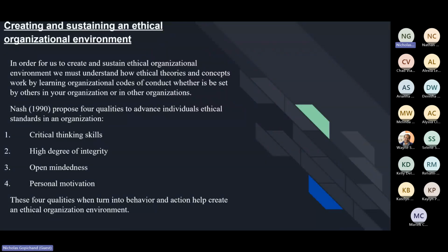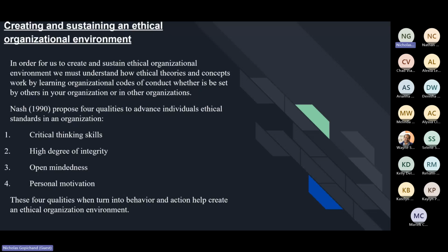High degree of integrity. Having a high degree of integrity is what would allow us to stand up for our personal and professional ethics. Open-mindedness. Being open-minded is something we've been hearing since the start of this course, and it's really important as it gives us the ability to see things from other people's perspective or view. Personal motivation. This is important because if you don't have the motivation within the organization to do the correct things, people will obviously be pushing you around.